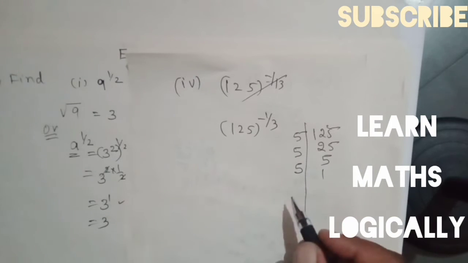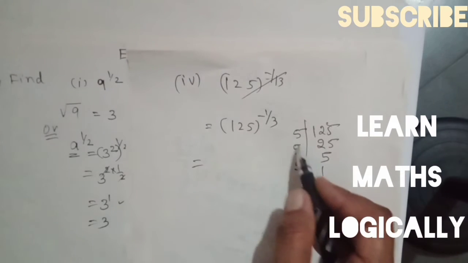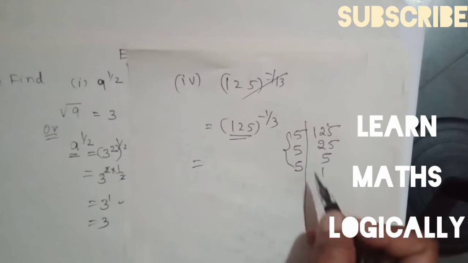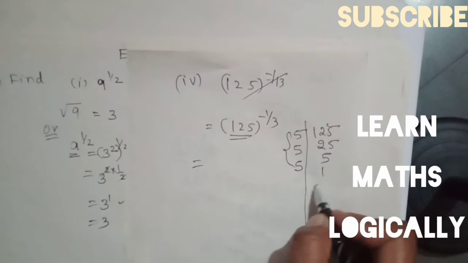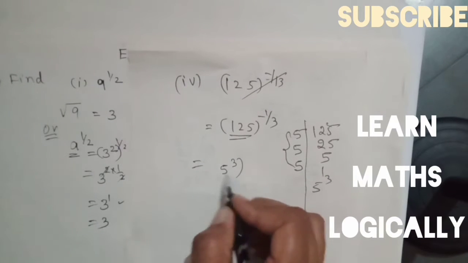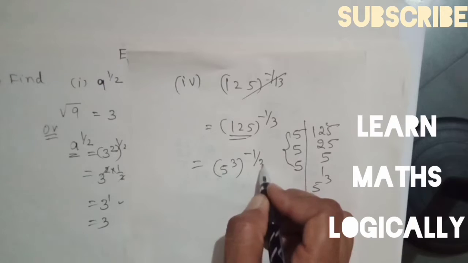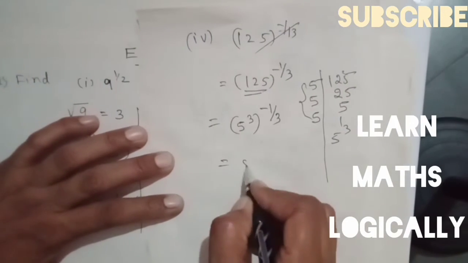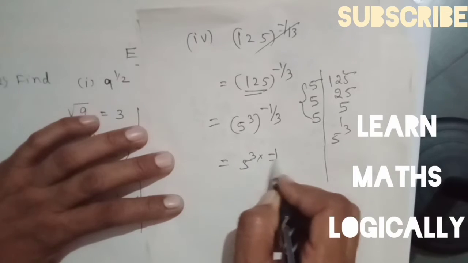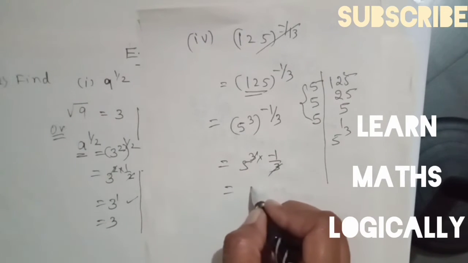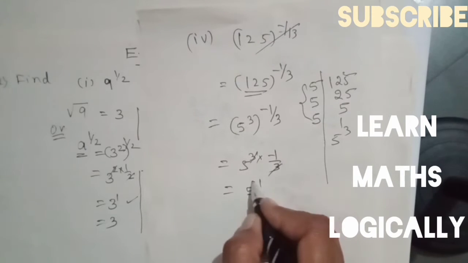Simple. For all the problems, we follow the same method here. So that means 125 can be written as 5 raised to 3, since 3 times 5 is nothing but 5 raised to 3. So you write this as 5 raised to 3 raised to minus 1 by 3. Here, this 3 and this 3 get cancelled, then you remain with 5 raised to 1, that is minus 1.